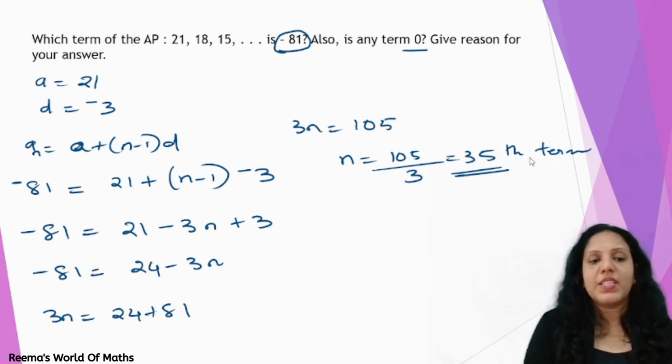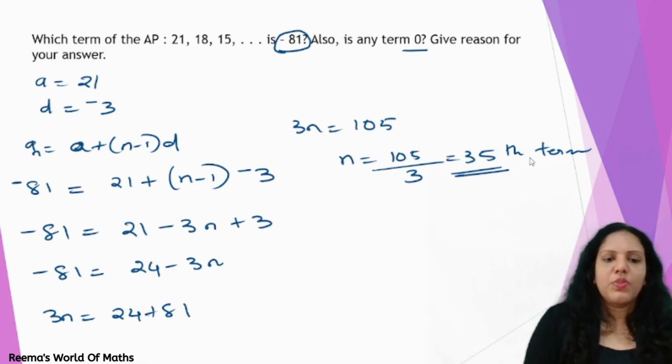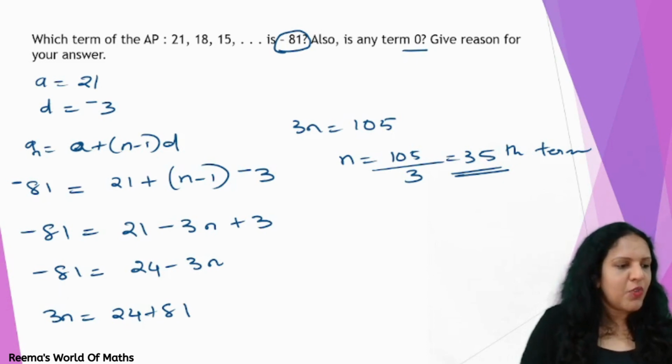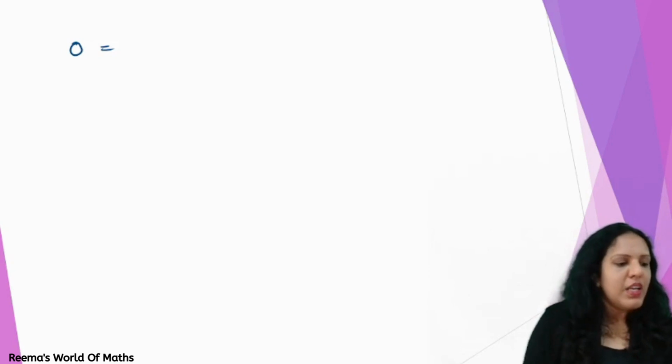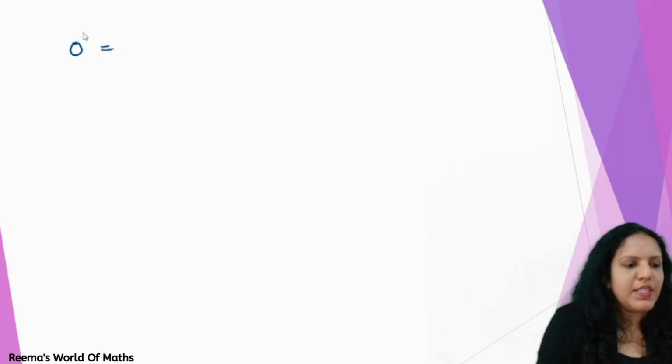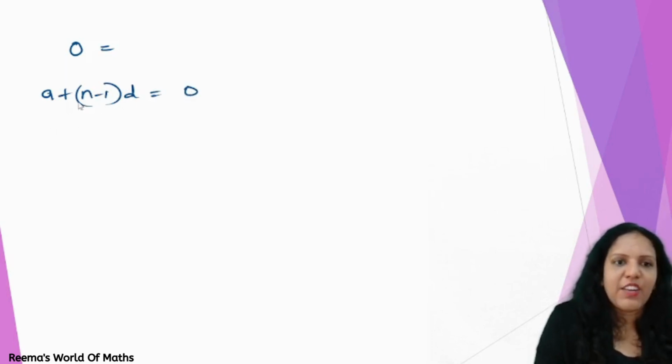Now we need to see whether 0 is any term in the given AP. Let's see how we can find that. We need to find the position of 0 in the given AP, if there is any. So let's put that again in the formula, which is a plus n minus 1 into d equals 0, correct? We need to find if there is any n value if we put the values in this formula. a is given, a is 21.